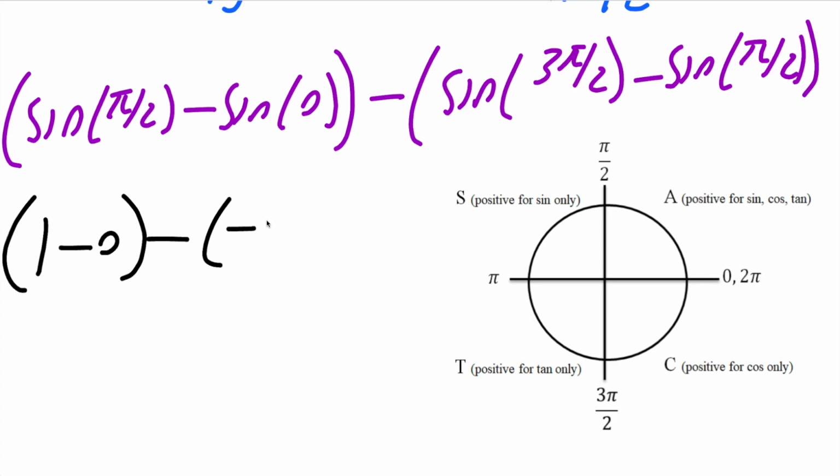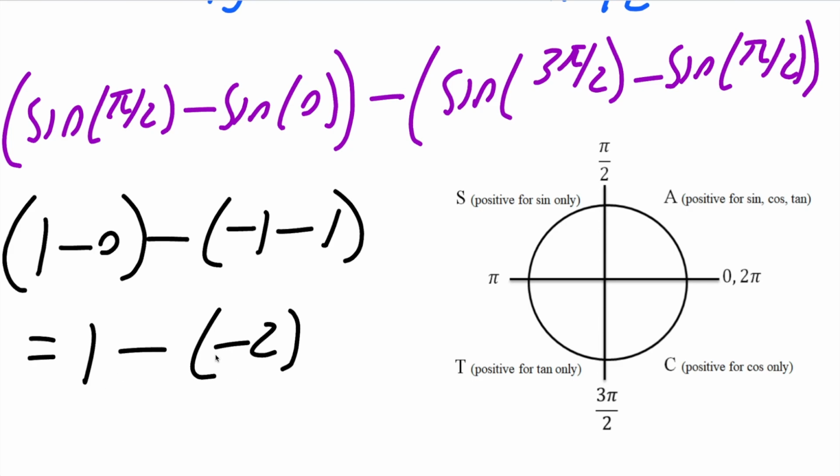So we'll have -1, and then negative sine pi divided by 2. Again, sine pi divided by 2 is 1, and you have a negative in the front, so you have -1, close parentheses. So what we have is 1 minus parentheses -1 is -2. So 1 minus -2 would give us 3. So this right here is our final answer.